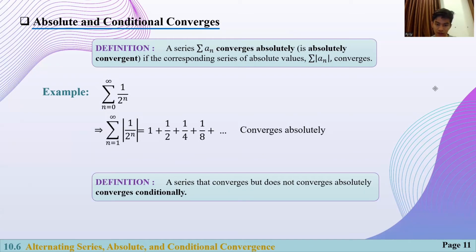And a series that converges but does not converge absolutely is said to converge conditionally, which means that one converges but the other does not. The absolute series is not convergent, so it is called converging conditionally.